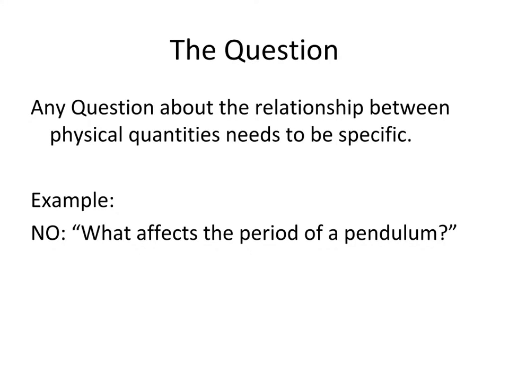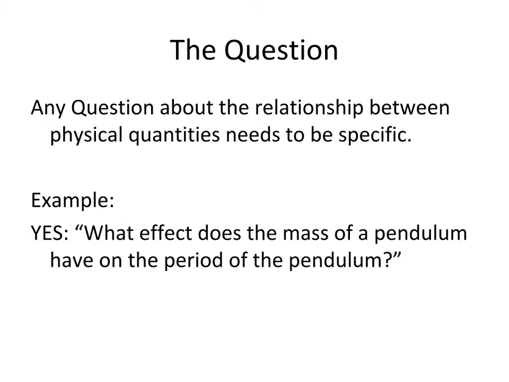Here's a bad example. What affects the period of a pendulum? If we tried to use that question to design an experiment, it would be really complicated because there may be thousands of different factors that might affect the period of a pendulum. Here's a better one. What effect does the mass of a pendulum have on the period of the pendulum? So that's much more specific, and we can design an experiment to try and answer that question.